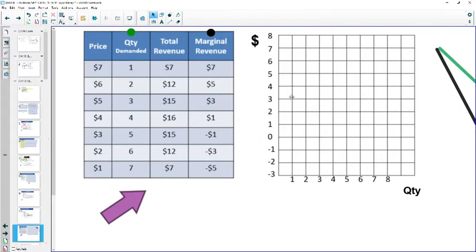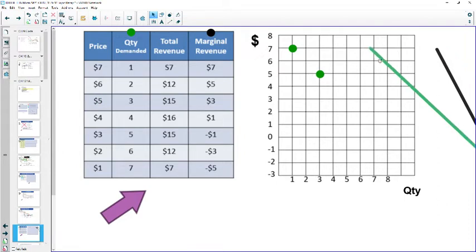I'm not going to go over this calculation here. This is a demand curve for a monopolist. If they want to sell 1 unit, they charge 7. If they want to sell 3 units, they charge 5.